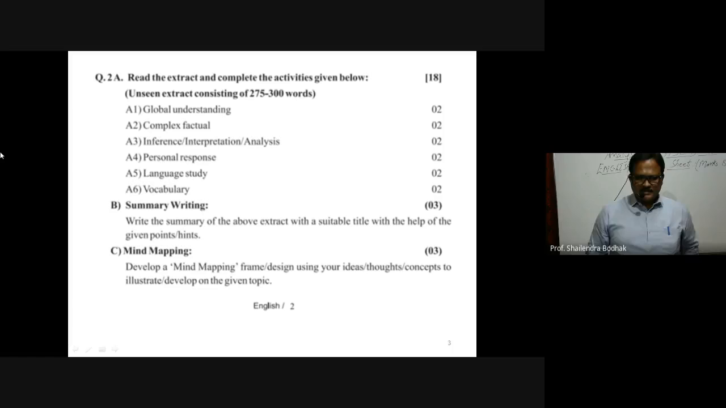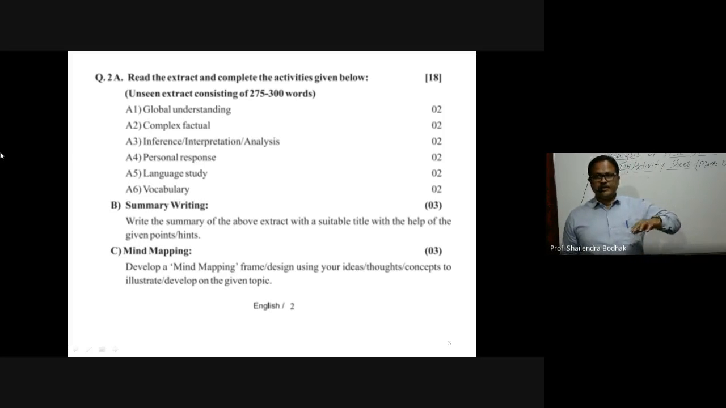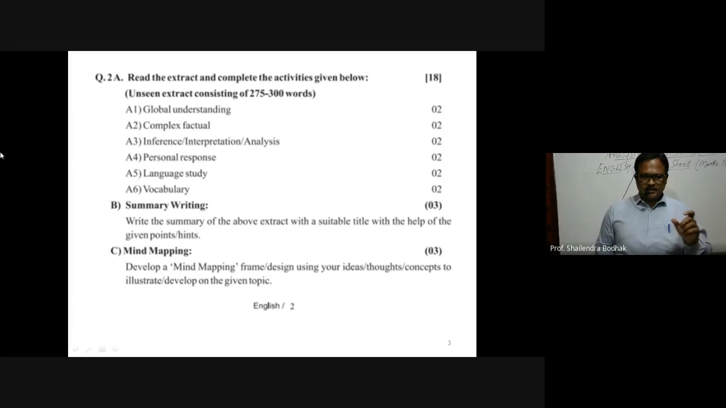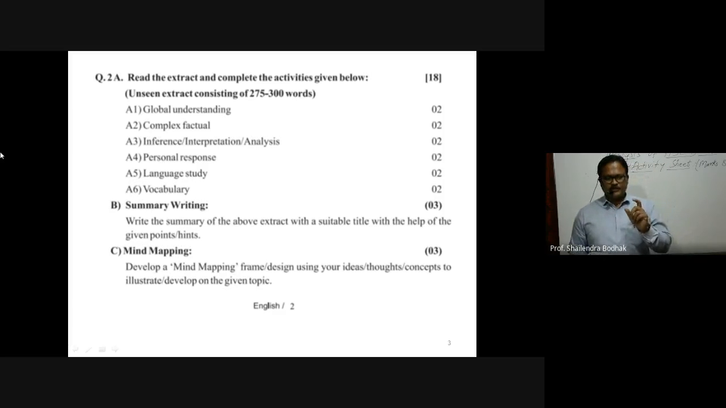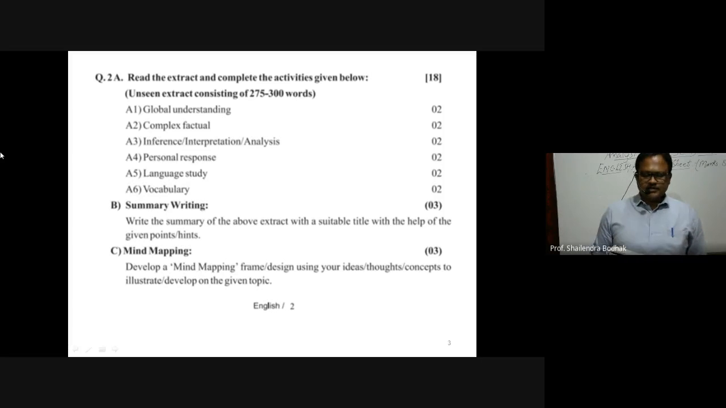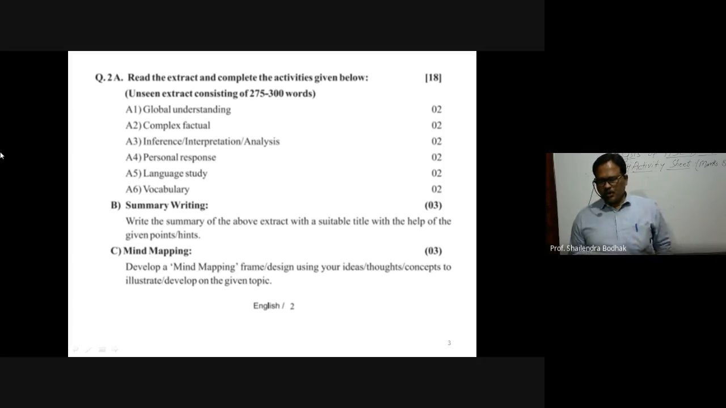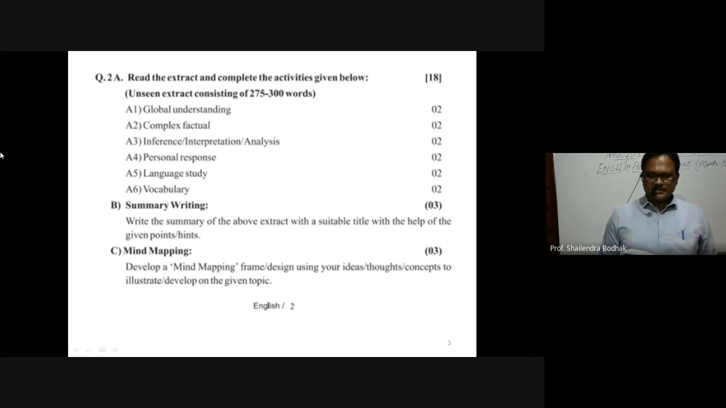Again, there is a passage, but it is unseen. Means it will be out of the textbook. The length is same, 275 to 300 words. Then questions to be asked, that is global understanding, format is same as that of question first A. That is overall understanding of the extract, message, theme, gist, etc.